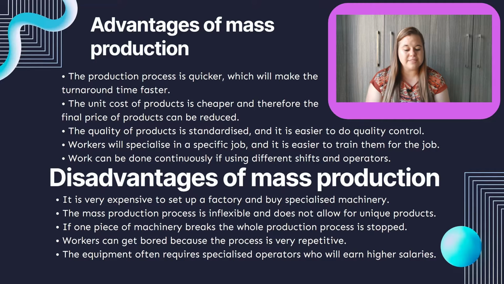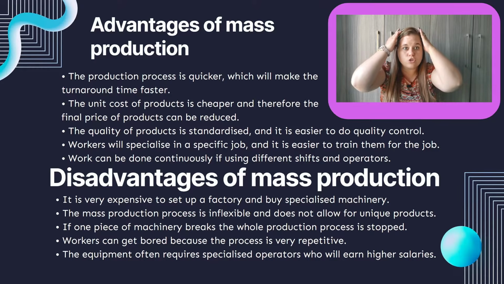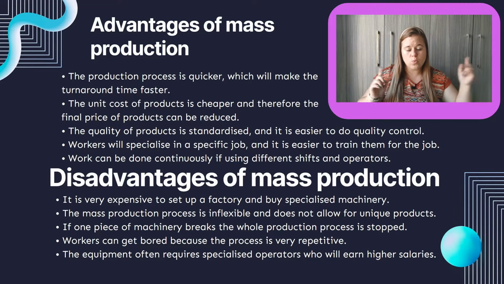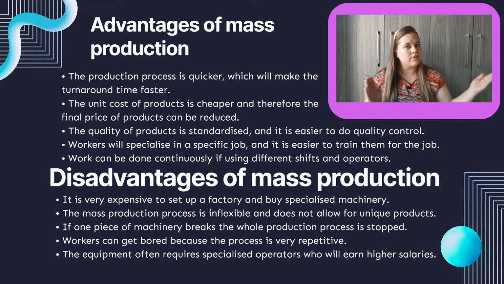The quality of the products is standardized, therefore it's easier to do the quality control. Workers are specialized in a specific job and it's easier to train them for that job. Work can be done continuously if using different shifts and operators. So even if there are shifts where workers work, they're all doing their specific job. So it's going to be easy for us to do that. Also, I just wanted to go back to the quality control. There will be certain stages within this mass production where we check for quality.